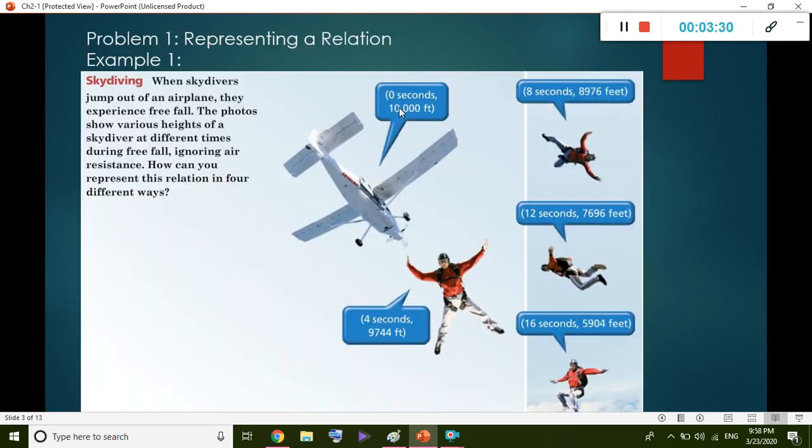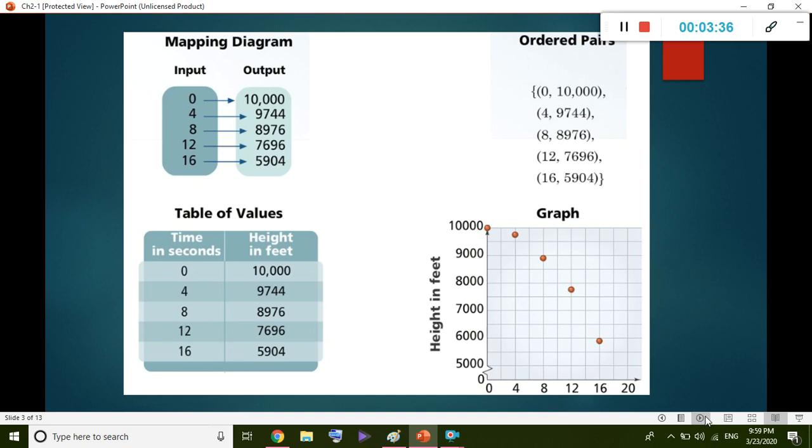Here we're having 0, 10. We're going to say that this is the x and this is the y. The same thing for here and here and here. Let's see. Here we're having 0, 10,000. This is the mapping diagram. 0, 10,000, 4. We're just going to put them, and we're going to put an arrow from the input to the output. So here each input has 1 output. So we're just going to put an arrow from the input to the output.